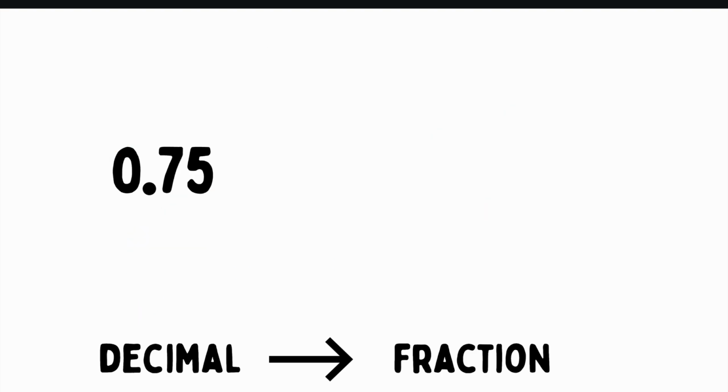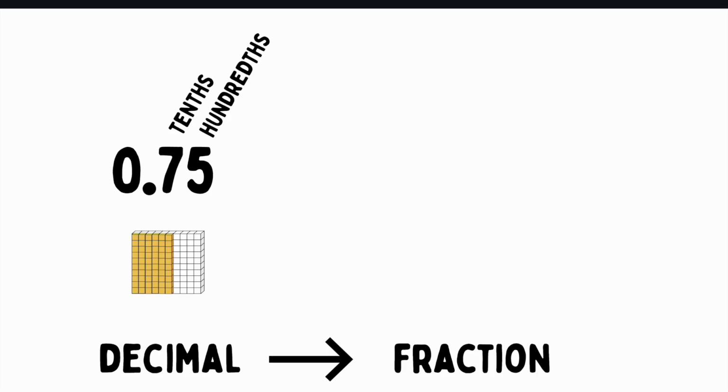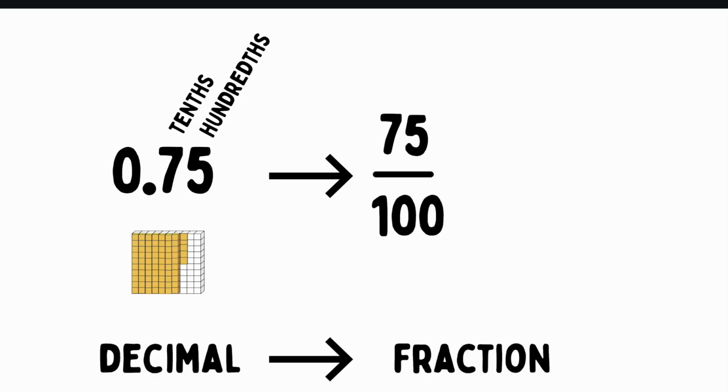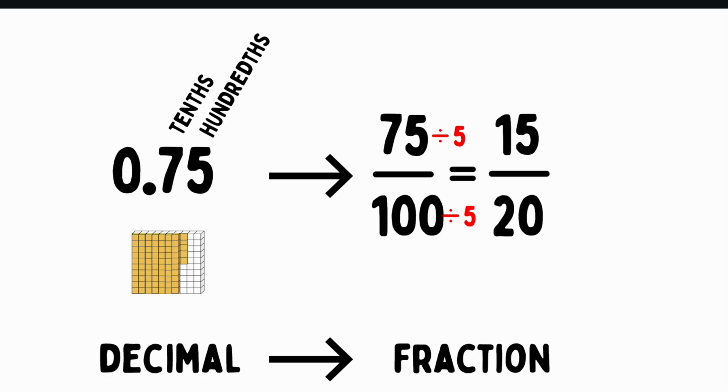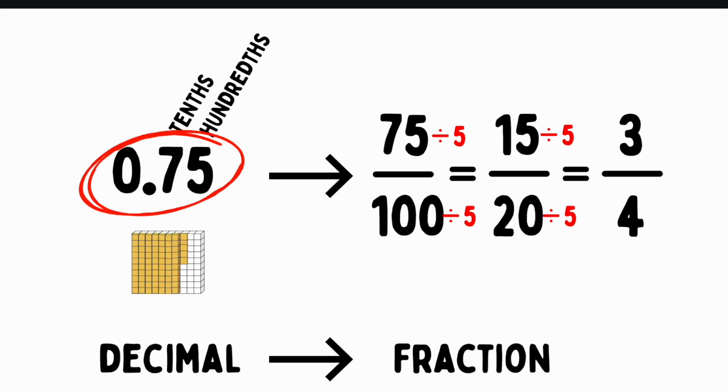0.75, or 75 hundredths. We have a 7 in the tenths place and a 5 in the hundredths place. Let's make a model. We have 7 tenths and 5 hundredths. Let's turn that into a fraction. We have 75 out of 100. We can simplify that by dividing the numerator and the denominator by 5. That will be 15/20. We can divide again by 5. 15 divided by 5 is 3, and 20 divided by 5 is 4, 3/4. 0.75, or 75 hundredths, as a fraction is 3/4.